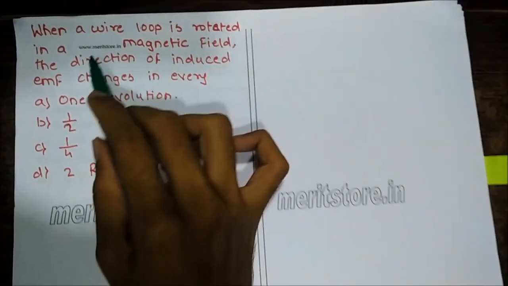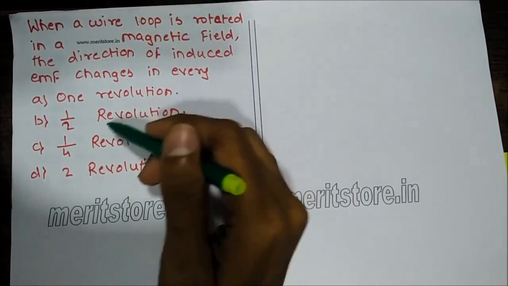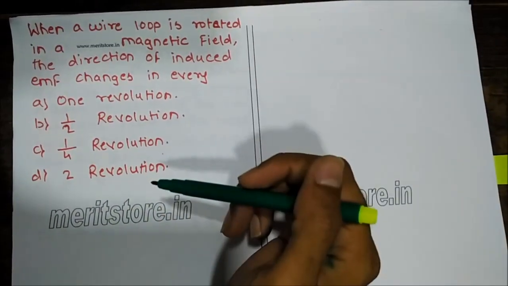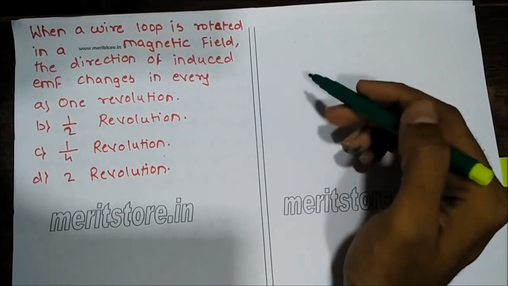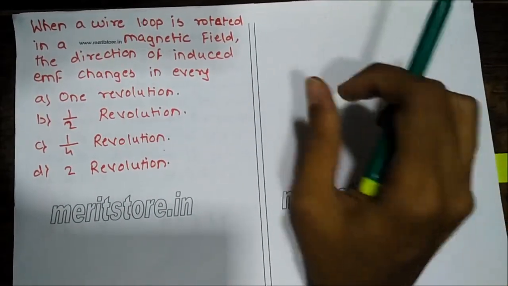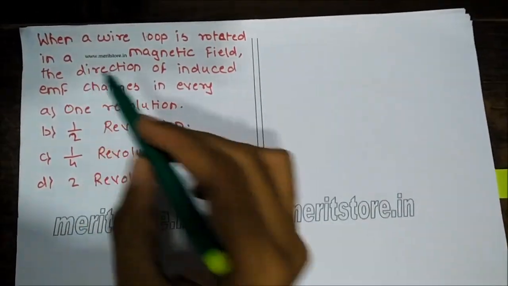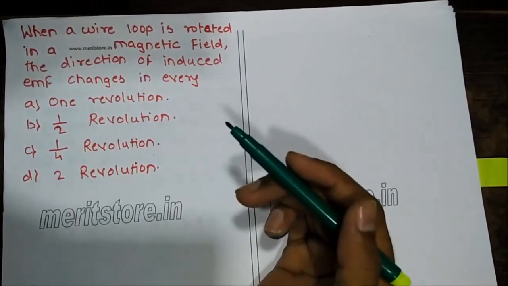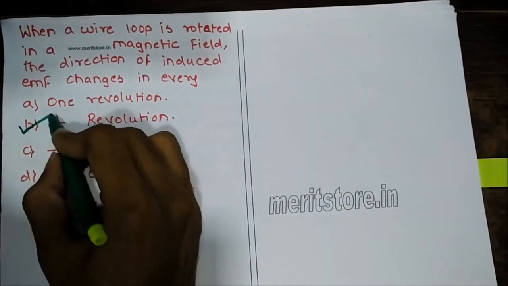When a wire loop is rotated in a magnetic field, the direction of the induced EMF changes in every 1 revolution, half revolution, 1/4 revolution, or 2 revolutions. When a wire loop is rotated in a magnetic field, the induced EMF gets reversed in every half rotation. So not one, not 1/4, not two revolutions. It changes in half revolutions, so the correct option is half.